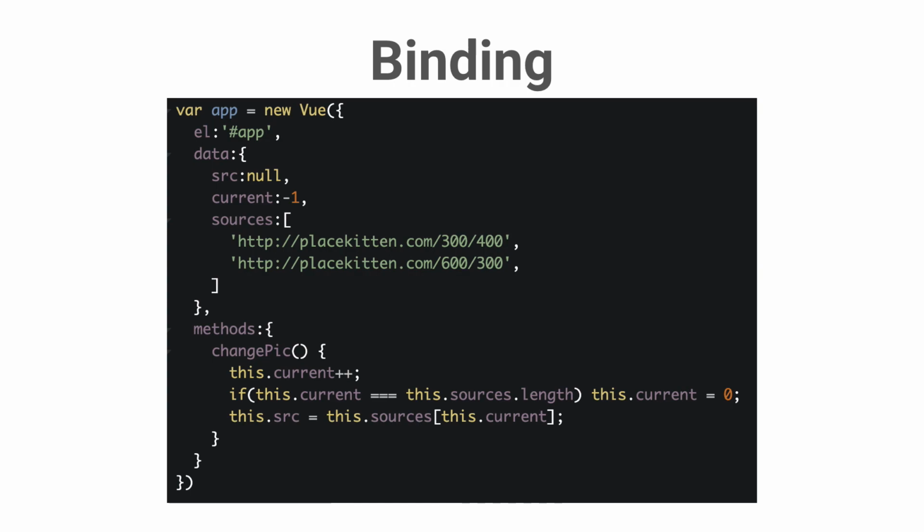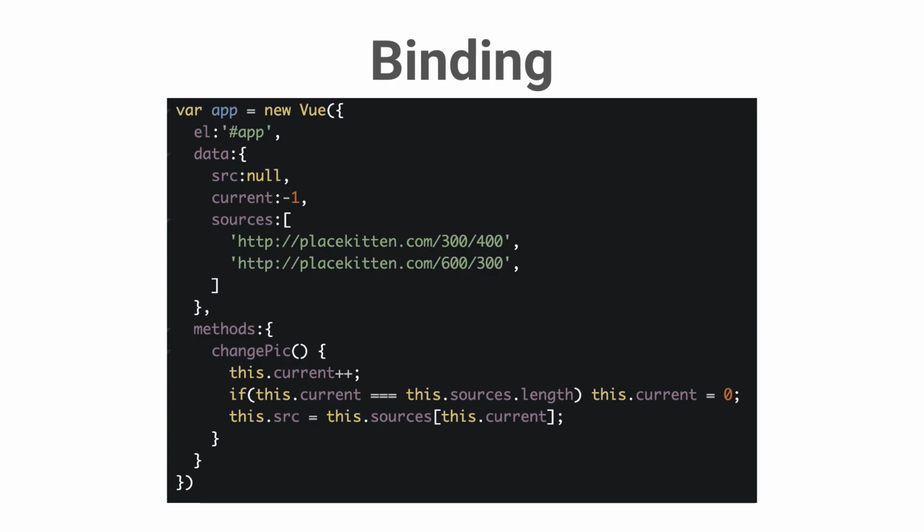Now let me show you my Vue code. In my data model, I have an array called sources. This array contains a URL of 2 different cat images. In my methods, you will find my changePick method. When this method executes, it increments the value of current in the data model. Initially, current is set to a value of -1. When this method executes the first time, that value will increment and will contain a value of 0.